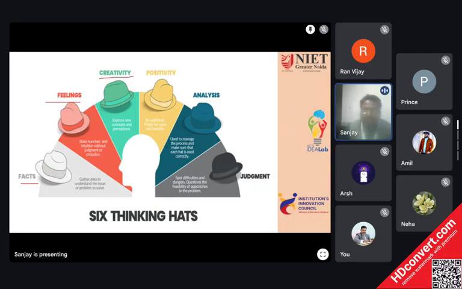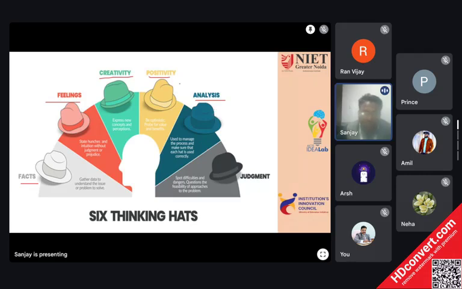So creativity is the green hat that expresses new concepts and perceptions. The positivity is the yellow cap or yellow hat, that can be organized for the probe and benefits, in which we can use it. The blue is the analyst used to manage the process and make sure that each hat is used correctly.